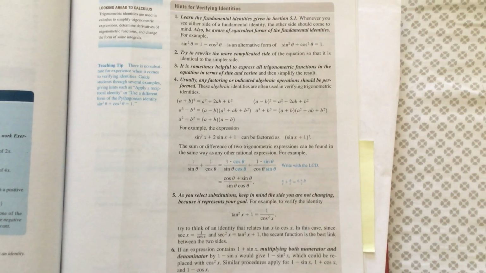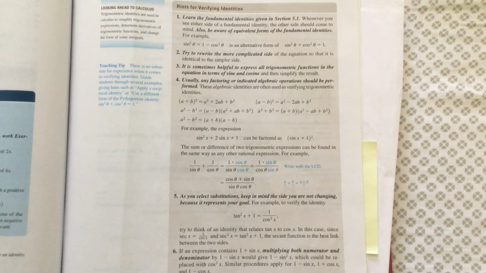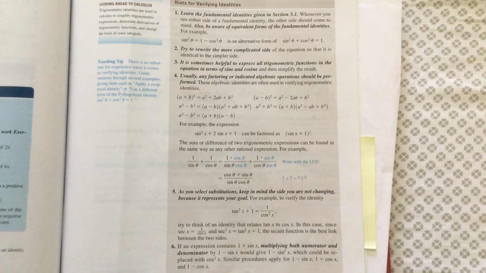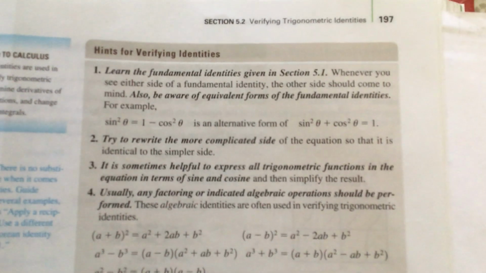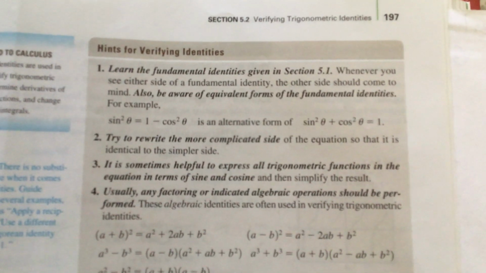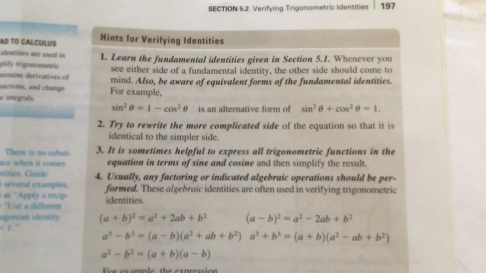So here's the thing. When you have an identity, these are the things to look at. Know your fundamental identities. That's the tangent equals sine over cosine. Cotangent equals cosine over sine. That kind of stuff. And be aware. See how it says here? Be aware of equivalent forms, for example.